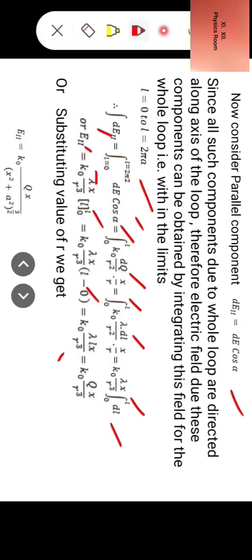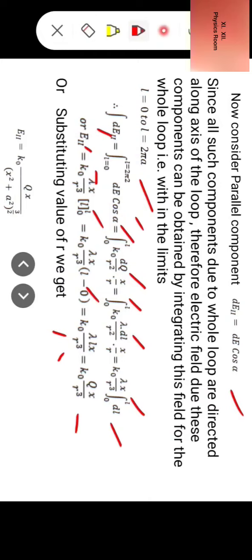Now lambda L we can put as q, because E parallel now is k naught lambda L x divided by r cube. So lambda L we put as q, so we get now k naught q x by r cube.